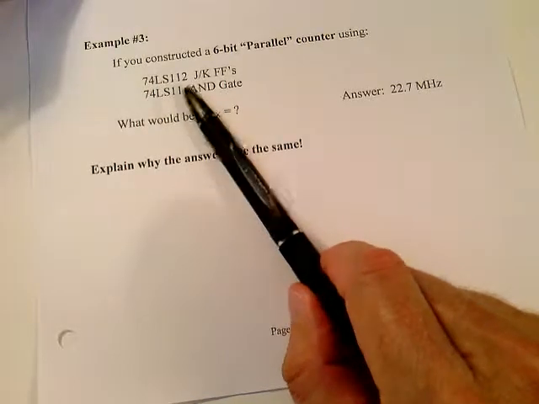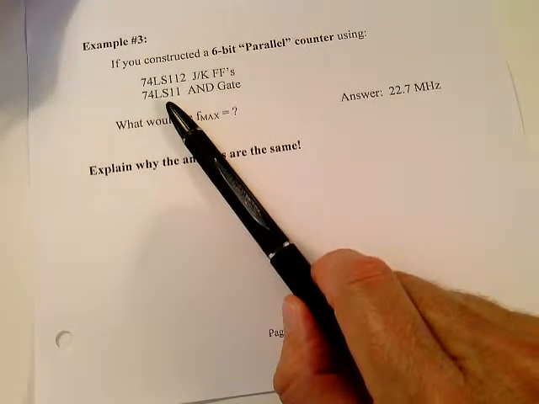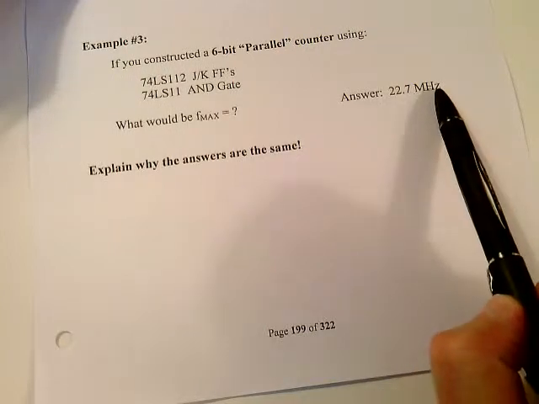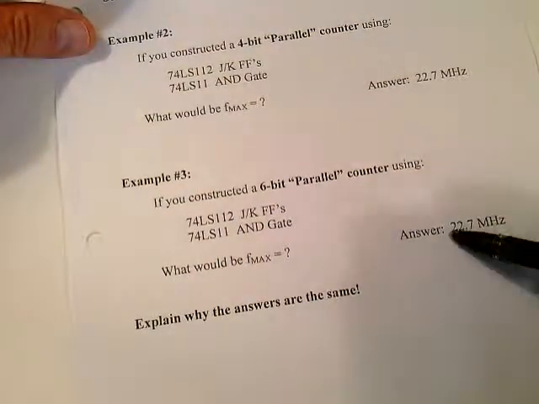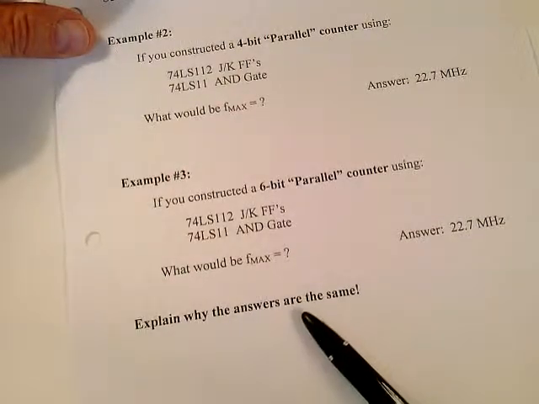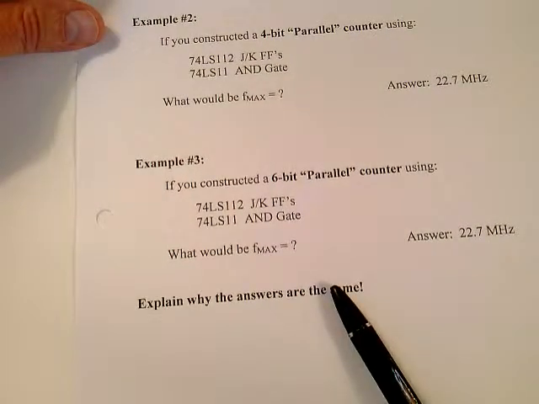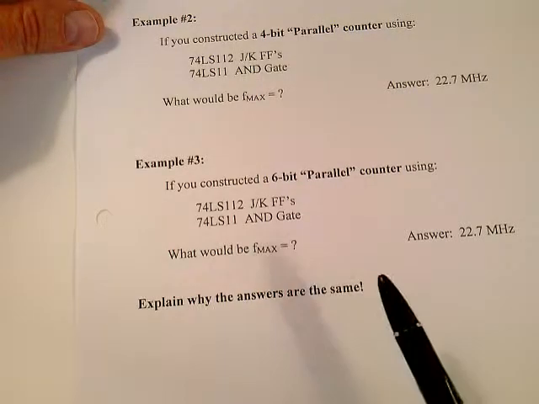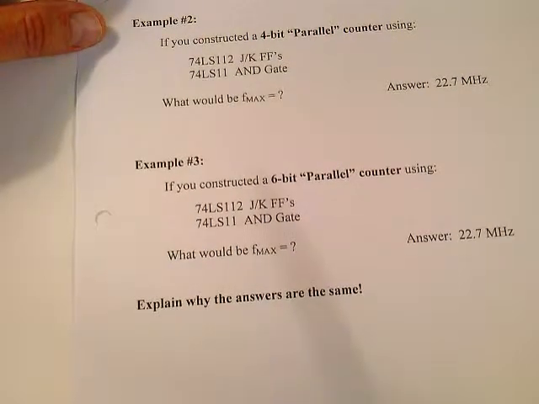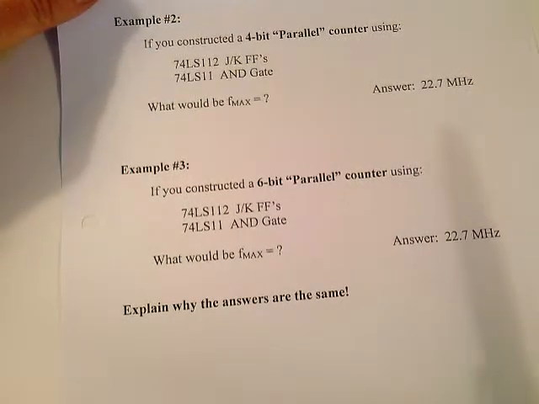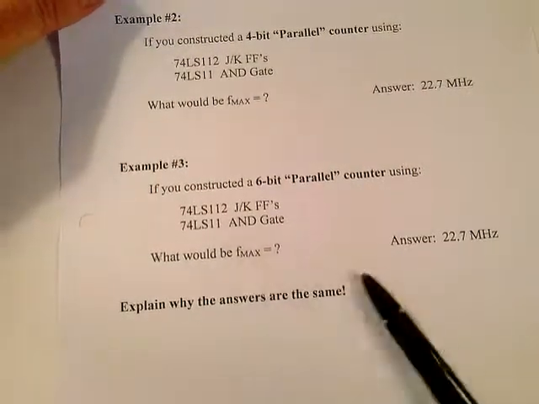Here's another example. Again, I'm using LS112s and LS11s. And I want you to see if you can get 22.7 megahertz. Notice these are the same frequency. This is a 4-bit parallel counter. This is a 6-bit parallel counter. And it's the same answer. Can you explain your answers? Pretty easy. If you looked over the advantages of synchronous counters over asynchronous counters in the book there, and then you look at your maximum frequency equation, I think you'll see that the number of flip-flops makes no difference in parallel counters.